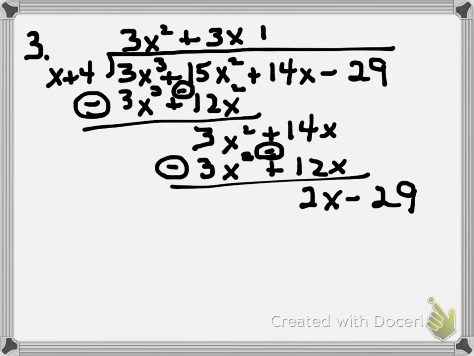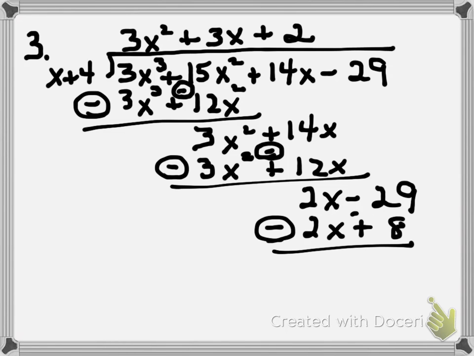2x divided by x is 2. 2 times x is 2x. 2 times 4 is 8. Change the signs of the second polynomial, and we have a remainder of negative 37. You can write this as negative 37 over the divisor of x plus 4.